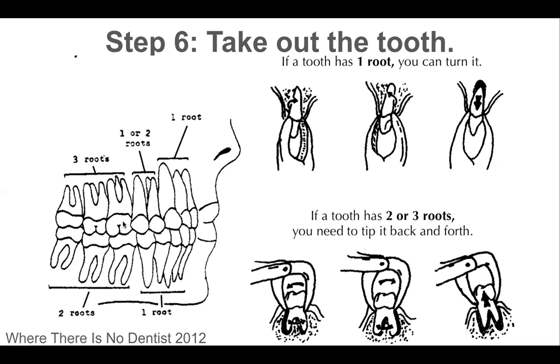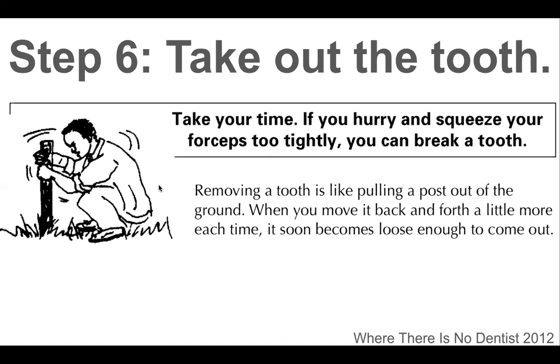If the tooth has one root, you can turn it. But if a tooth has 2 or 3 roots, you need to tip it back and forth, back and forth. Tongue side, buccal side, tongue side, buccal side, and remove it slowly. And remember, take your time. If you hurry and squeeze your forceps too tightly, you can break a tooth. So removing a tooth is like pulling a post out of the ground. When you move it back and forth a little bit more each time, it soon becomes loose enough to come out.